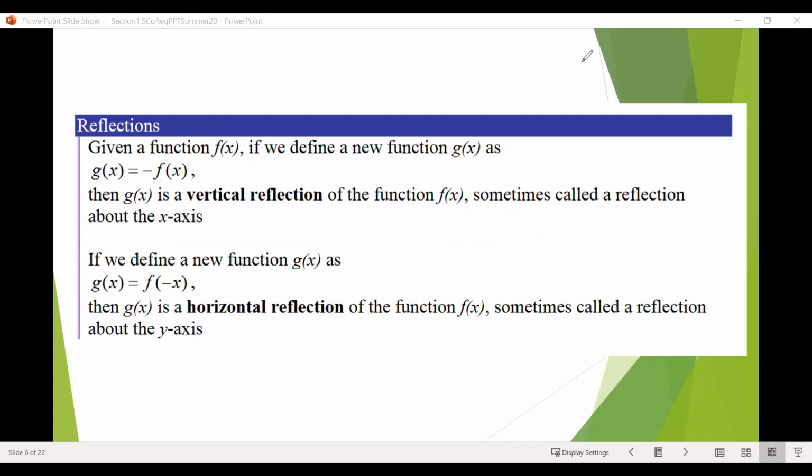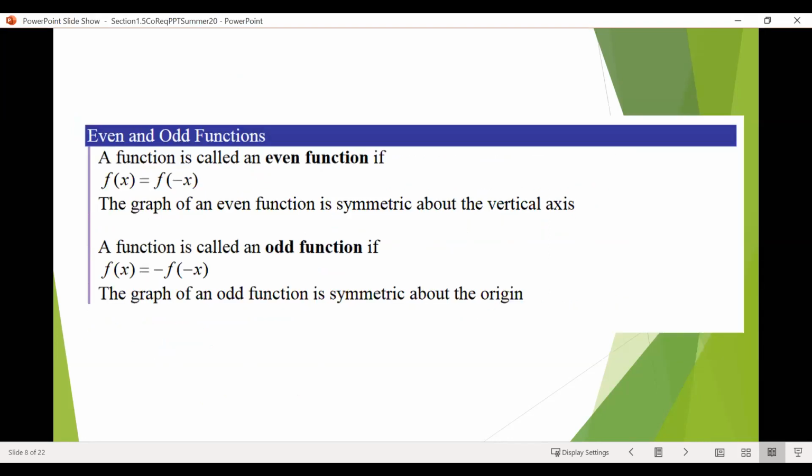All right, last thing for this part of the video. Let's talk about what are called even and odd functions. And they've got a really technical definition here about how even function means f of x equals f of negative x, and f of x equals negative f of negative x. But what I want us to focus on are these definitions here.